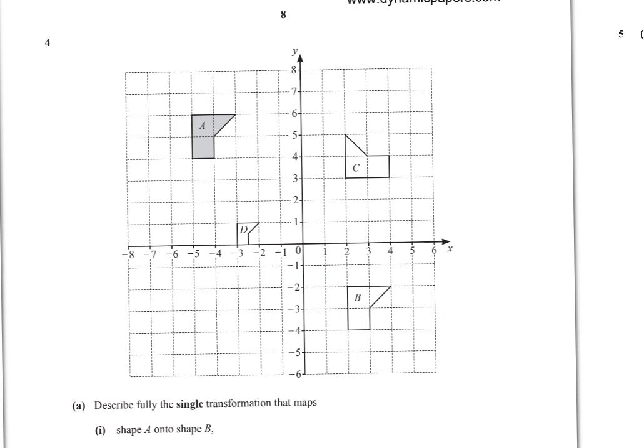Number 4. For A, describe fully the single transformation that maps A to B. A to B is a translation. To find the column vector, take a point and its image. How to reach from this point to that one? You need to travel 7 right and 8 down. So this is a translation by column vector 7 and negative 8.